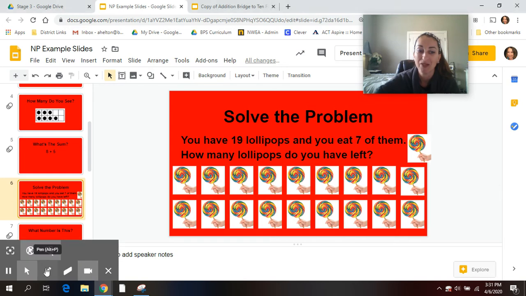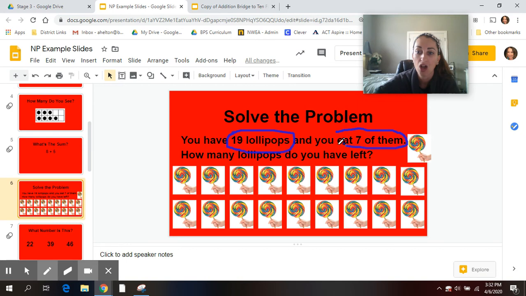Okay, were you thinking about those lollipops? So when we're thinking about our lollipops, what do we know? We know we have 19, and then it says we eat 7 of them. Why is that word eat important? Does it mean that we're getting more or that we're taking some out? Yeah, that we're taking some out. So your problem probably looks like this. You probably have 19, and then you take out 7, and we're solving for how many are left. Okay? You might have had a couple different strategies that you used to solve this problem.